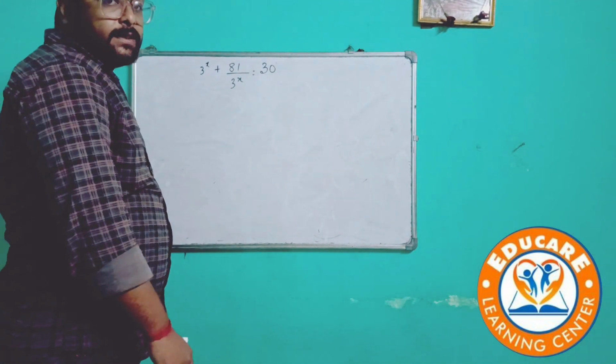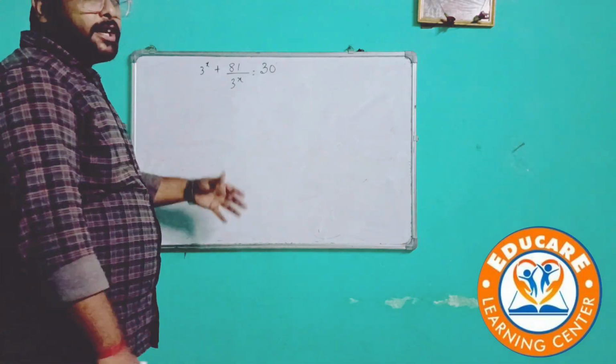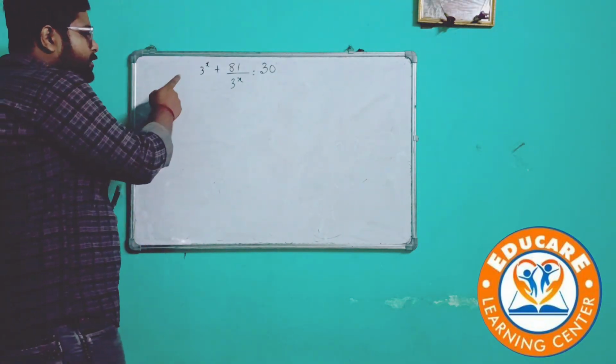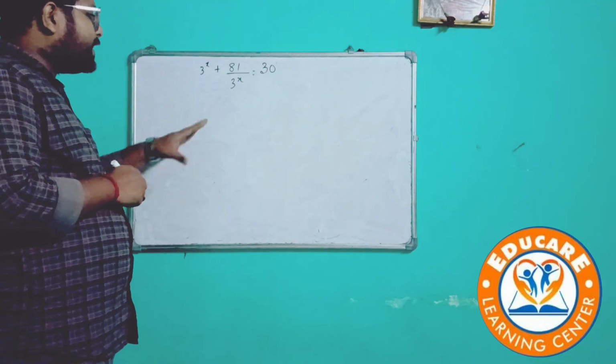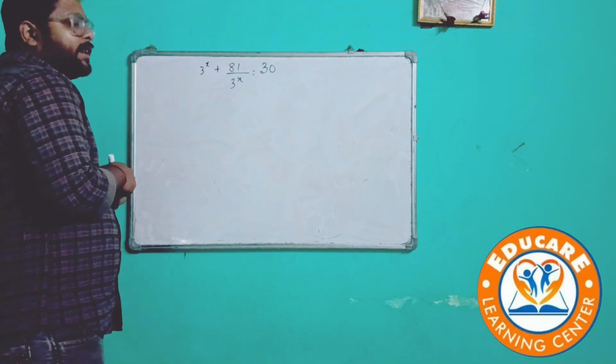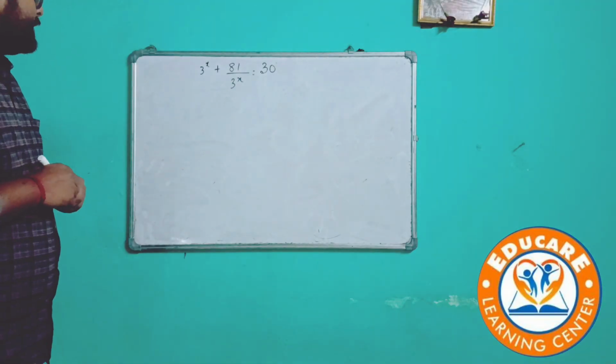Today we are going to discuss a very important topic of quadratic equation. The question is already on the board, which says 3 to the power x plus 81 by 3 to the power x is equal to 30. From there you need to find the value of x.